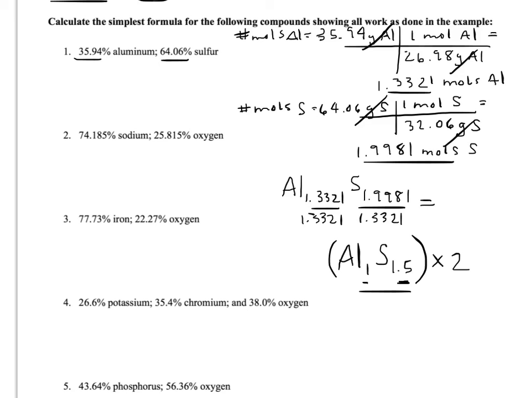Okay? So you cannot just multiply sulfur by 2. Whatever you multiply sulfur by, you've got to multiply aluminum by. They're stuck together in a compound. So Al has a subscript of 1, right? I do 1 times 2, and I get Al2. S has a subscript of 1.5. Sure enough, 1.5 times 2 gives me 3. So S3. Now I have a formula that just has whole numbers in it, and so that's my final answer.